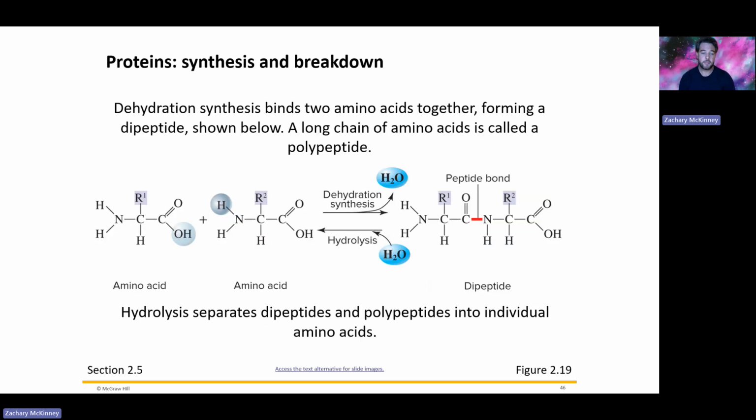So here you can see two amino acids, again, going through that dehydration synthesis. This is important to note that we form what's called a peptide bond. When you join amino acids together, you're creating a peptide bond, which is why sometimes you'll hear these referred to as polypeptides, because that means you have a long chain of amino acids. It's a polypeptide.